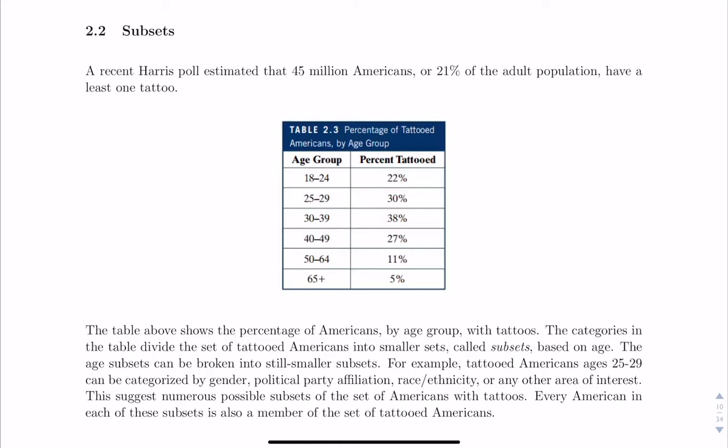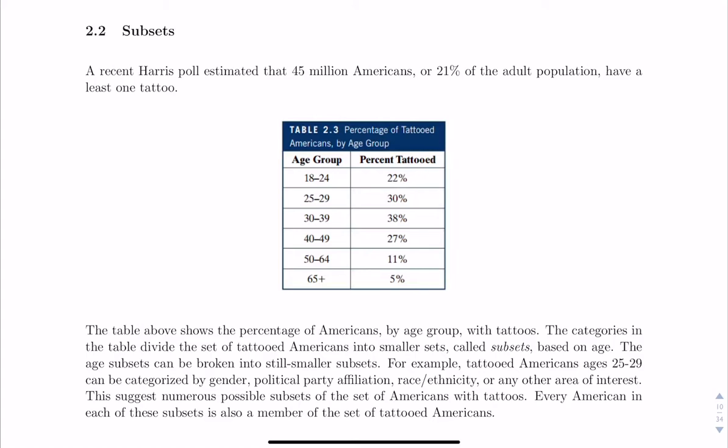2.2 is about subsets. A recent Harris poll estimated that 45 million Americans, or 21% of the adult population, have at least one tattoo. Table 2.3 has broken down these tattooed Americans by age group. The table shows the percentage of Americans by age group with tattoos.